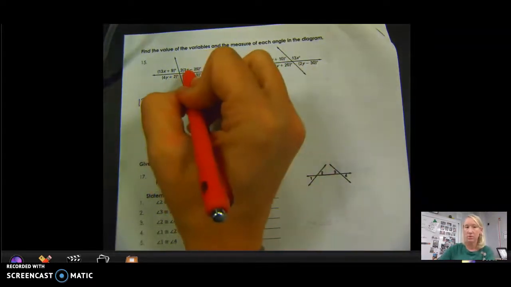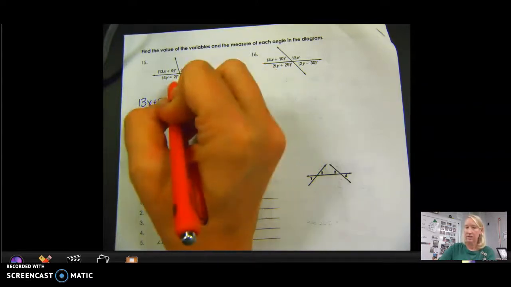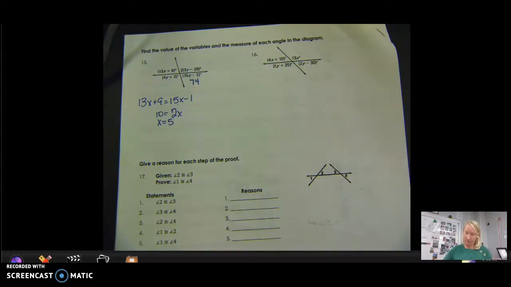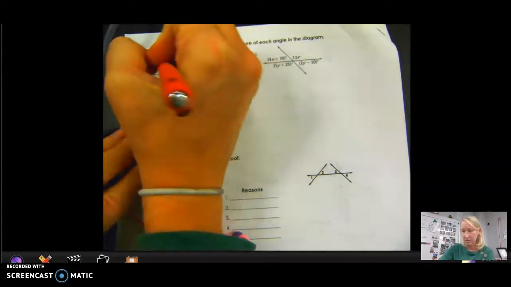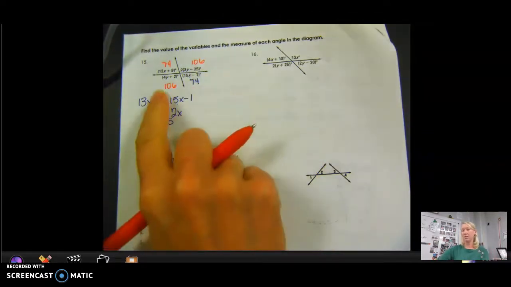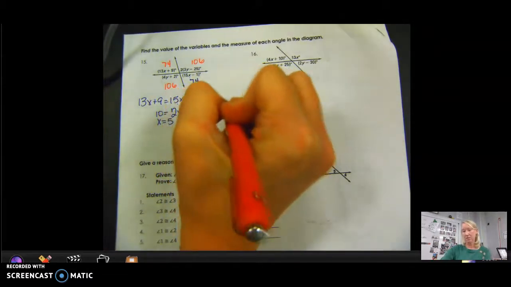Now, you can do one of two things to solve for y. You can set this equal to this, or now that I know that this is equal to 74, I can find the supplementary angle by doing 180 minus 74, which is 106. So now I found that angle. I know this is 106. This is 74. And so instead of setting those equal to one another, I'm actually just going to do 4y plus 2 equals 106.